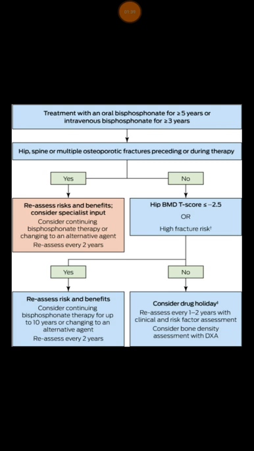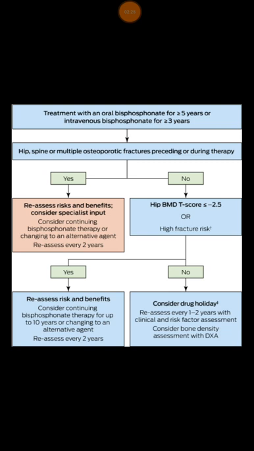Now, if the patient is not having any fracture while he is on bisphosphonate therapy, then you need to measure the T-score or FRAX score. Now, if the T-score was less than minus 2.5 or the FRAX score was high, then you need to reassess the risk and consider continuing bisphosphonate for up to 10 years or changing to an alternative agent like denosumab, and keep assessing the patient every 2 years with bone densitometry.